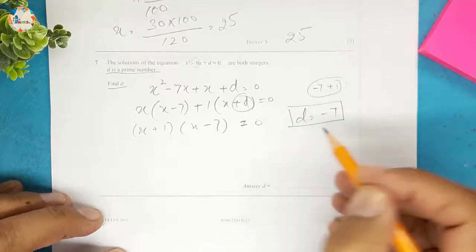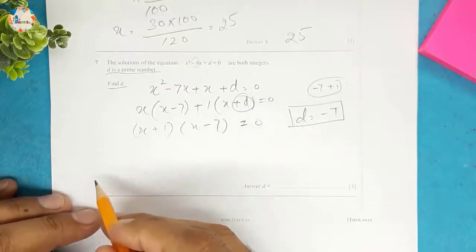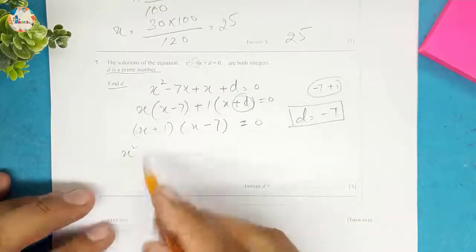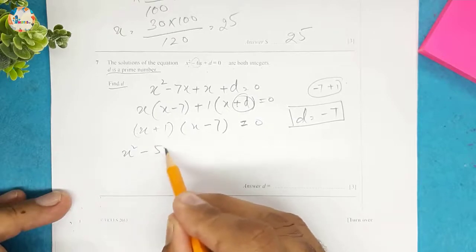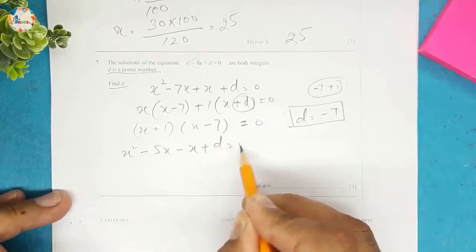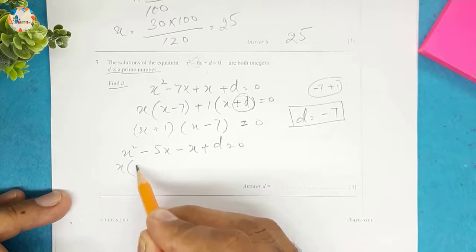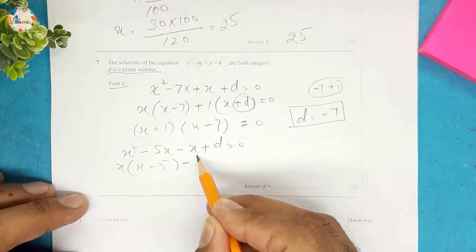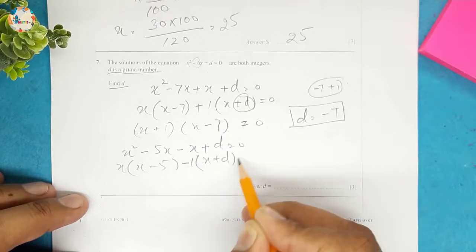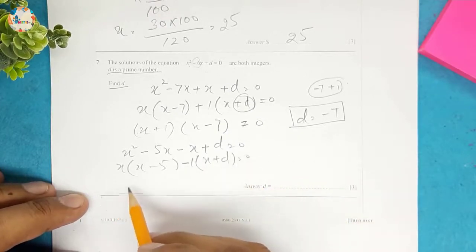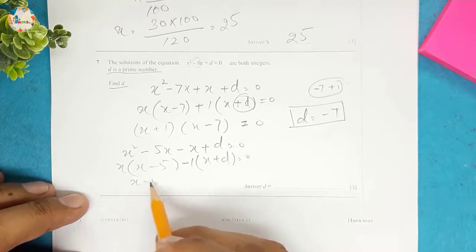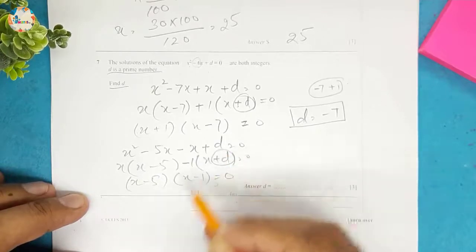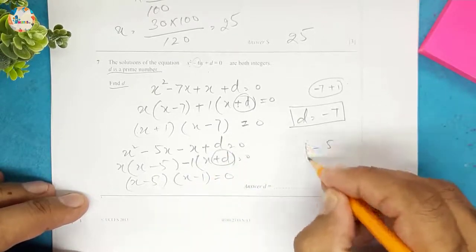Now for example, if we take 5 and minus 5, we can take another, like for example x squared minus 5x minus x plus d is equal to 0. So in this case, if we take x, this will be x minus 5 and this will be minus 1 we can take common, so x plus d is equal to 0. So this will be basically x minus 5 and x minus 1. So d should be equal to minus 5 in that case.